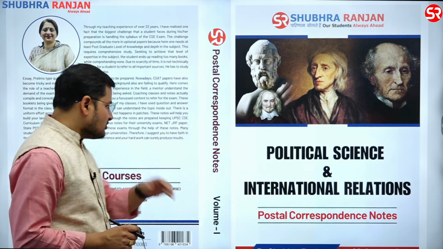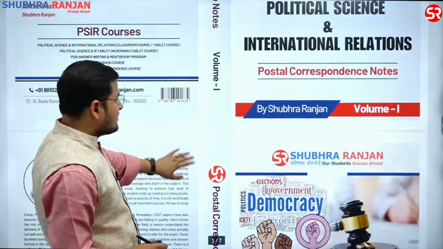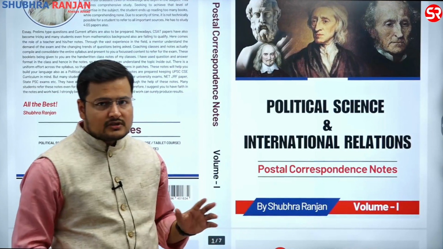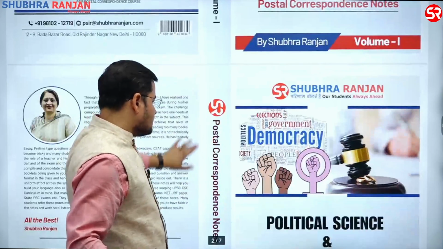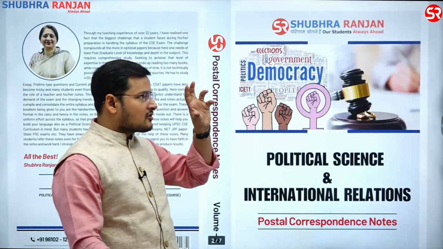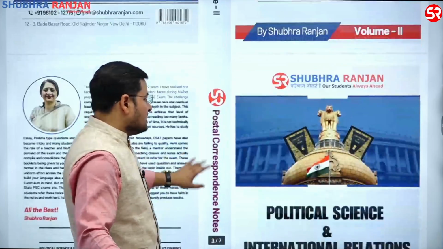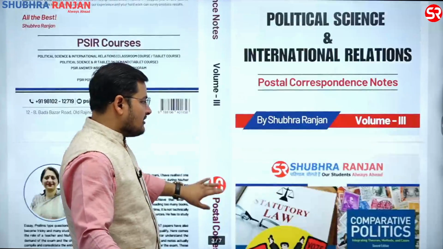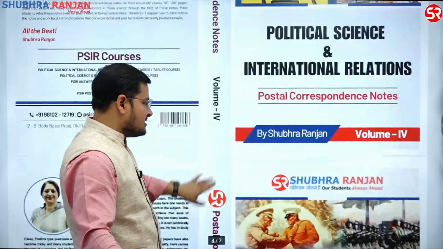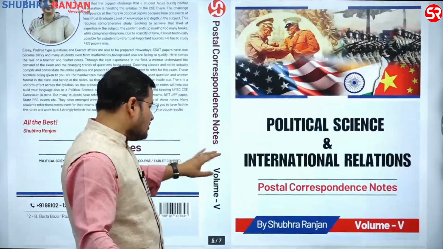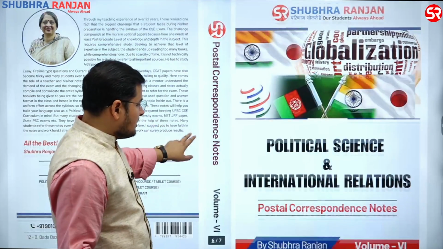So in the current course of the postal correspondence, in volume 1 we have covered topics related to western political thought, Indian political thought, ideologies, basically paper 1 section A. The second booklet again has the concepts of 1A as well as 1B, that is Indian government and politics. Then we have a third booklet having the topics of Indian government and politics. Then we move towards comparative politics and the theory of international relations. And in volume 5 of the postal correspondence, we have bilateral relations, which continue in the sixth book also.